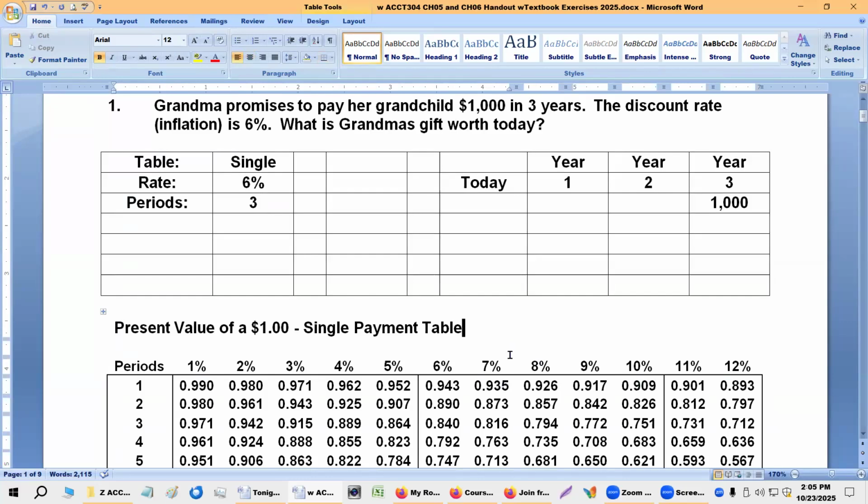So what we're going to do is go to our table and find our factor. So let's see, this is 3 periods, and 6%.